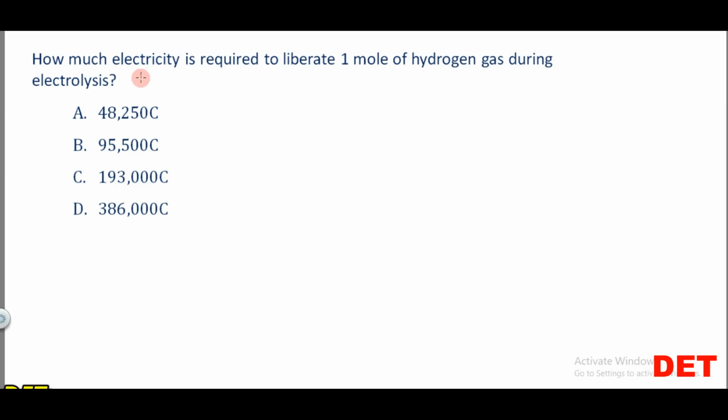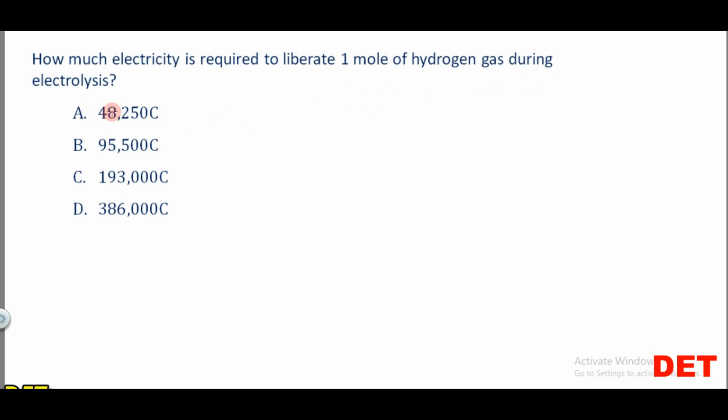All right, so here we're going to look at this question: how much electricity is required to liberate 1 mole of hydrogen gas during electrolysis?